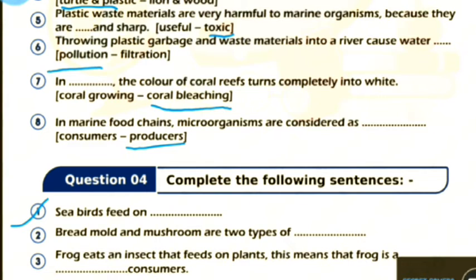The next question: bread mold and mushroom are two types of. These are a type of what? Decomposer. So the answer is decomposer. Okay. Let's move on to the next question: a frog eats an insect that feeds on plants. This means that the frog is a secondary consumer. So the answer is secondary consumer.